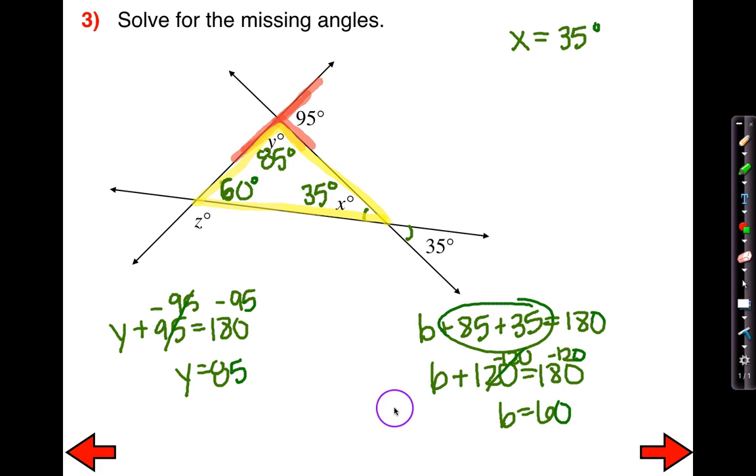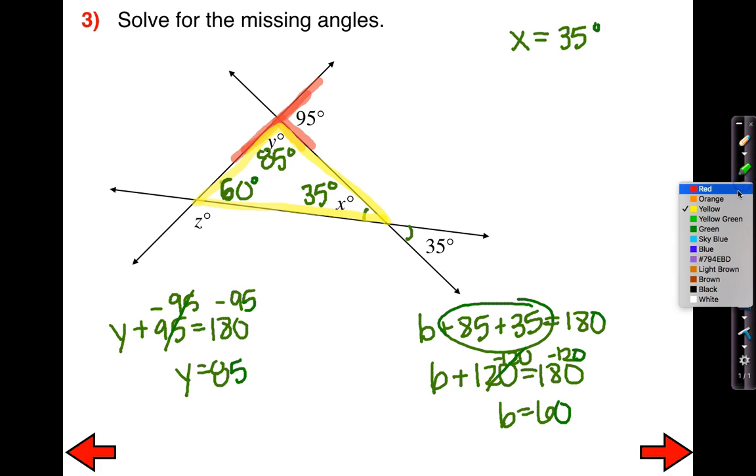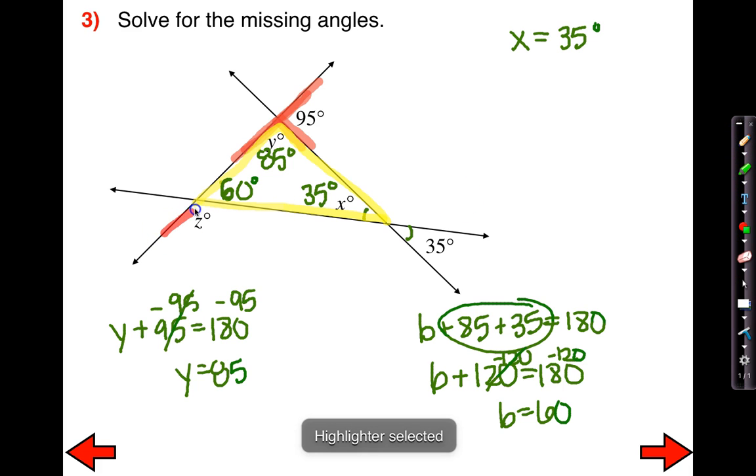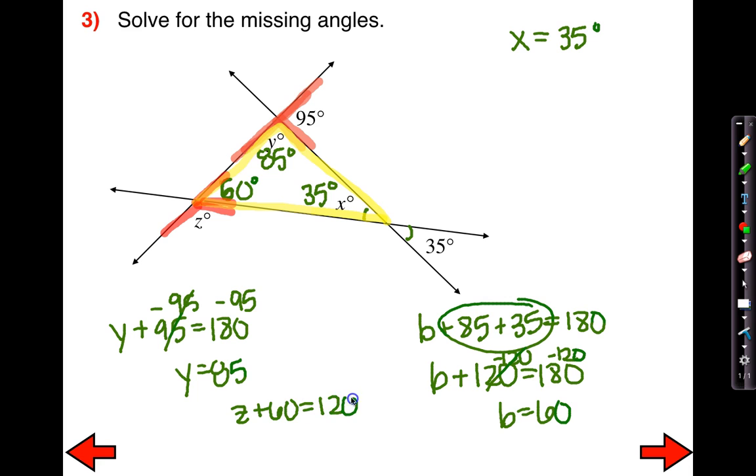There you go. So now that I know that angle, I'm able to figure out the measurement of angle z. Once again, these are supplementary, which means when you combine them, they're going to form a straight line of 180 degrees. So I'm going to go ahead and set it up as z plus 60 equals 180 degrees. So subtract 60 from both sides, leaving us with z equals 120 degrees.